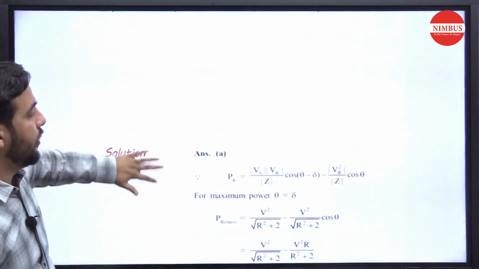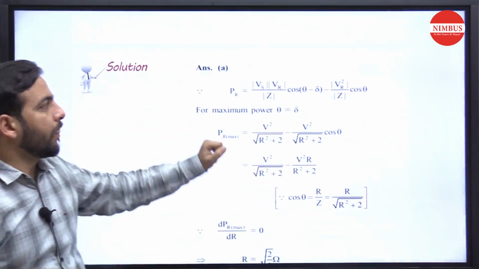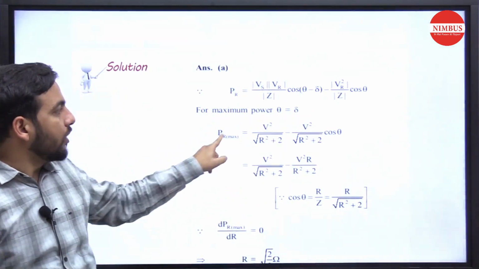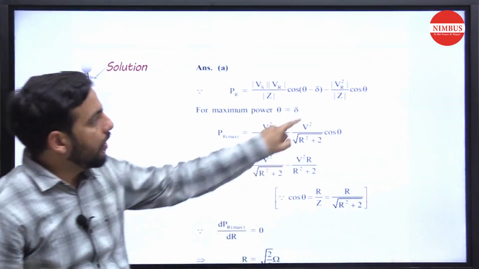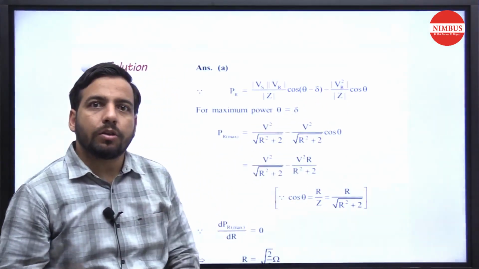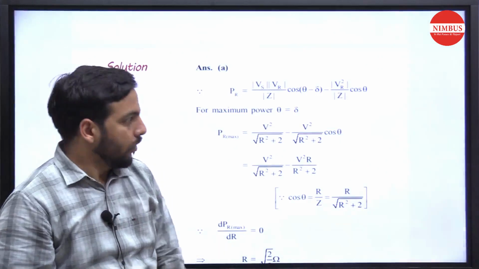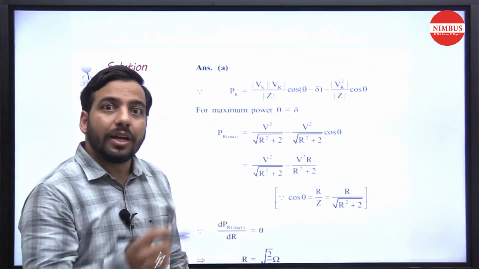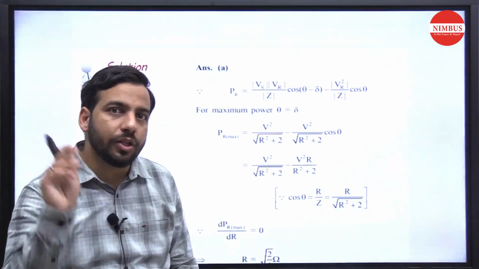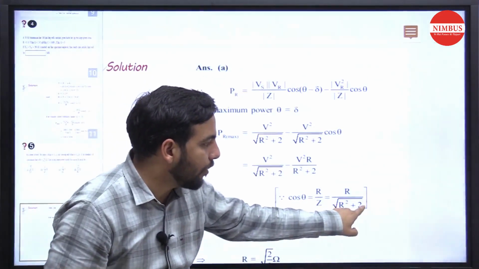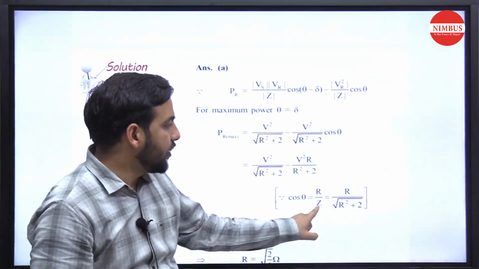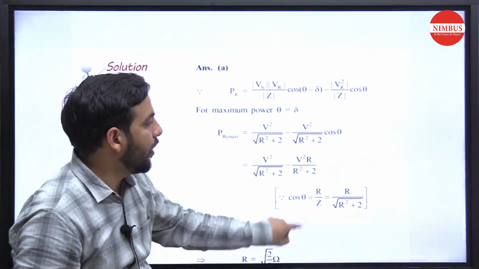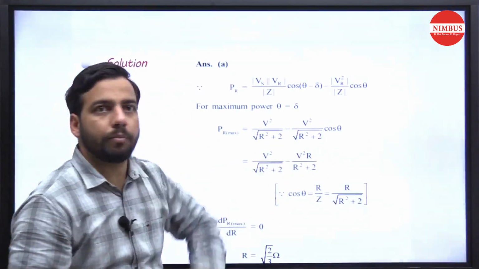I think you have solved it. This is PR. PR's formula for the maximum power, theta is equal to that, as I have talked about. This is the PR max. Here what is cos theta? Cos theta is equal to R by Z. Z is given as what in the question? R plus j root 2. So it is R square plus root 2 square, which is 2. Z is equal to the square root of real part square plus imaginary part square. This cos theta formula will be put here.